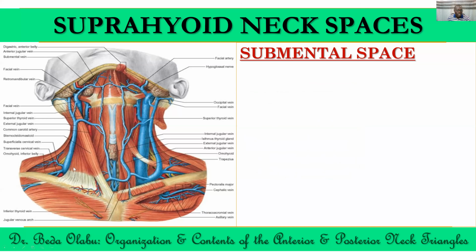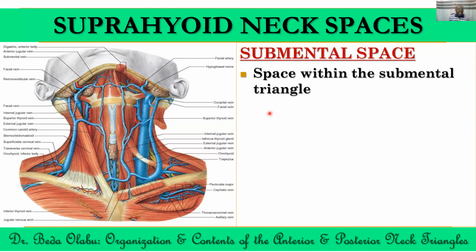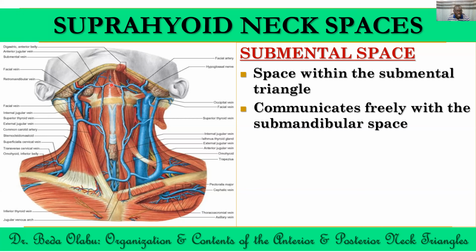The third space to talk about is the submental space. The submental space is the space within the submental triangle in this particular region. This space communicates freely with the submandibular space because we don't have a fascial covering there. It's only the anterior belly of the digastric, so it's not limiting.